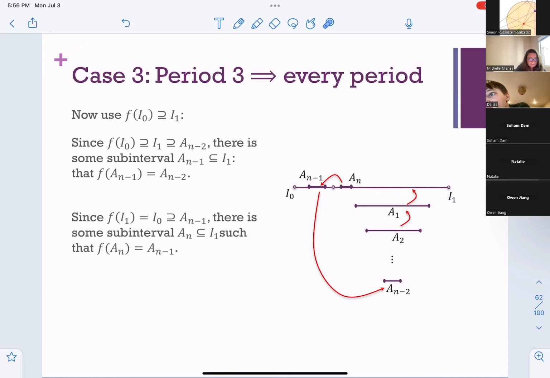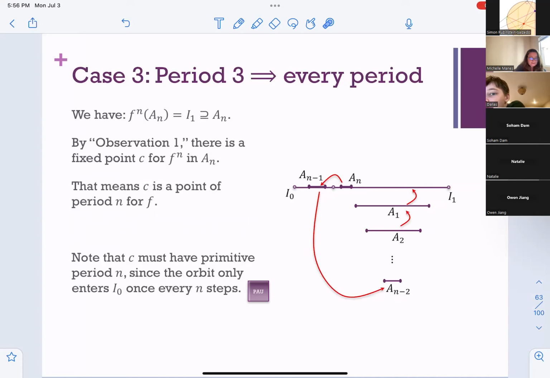So now if you think about it, what I have is this little subinterval that covers itself after n iterates. And that means there's a fixed point inside there after n iterates. But a fixed point after n iterates means a point of period n, right? So this is kind of what I just said. If I take this little tiny interval, I do f squared, f cubed, etc., and after n times, I cover itself up again. And then that tells me there's a fixed point inside this interval.